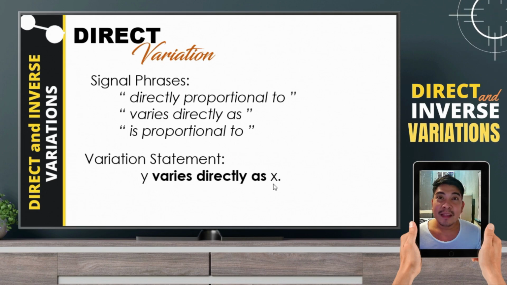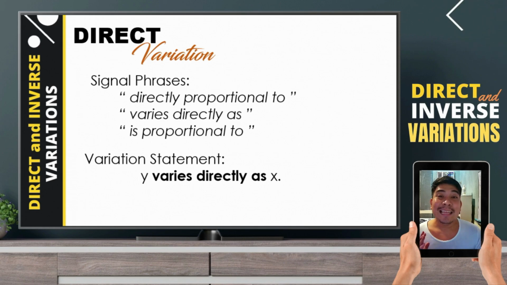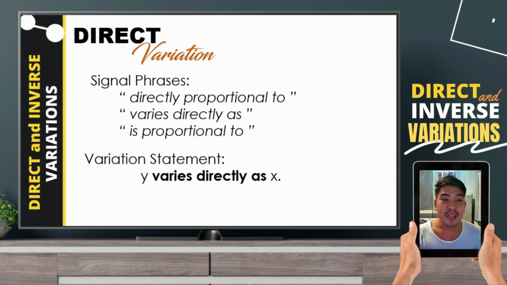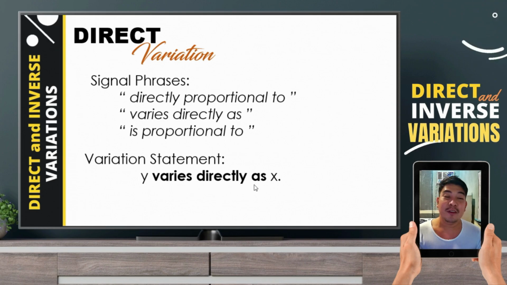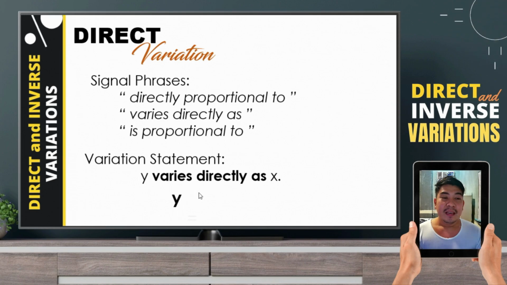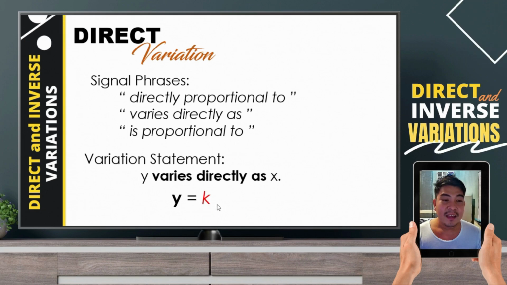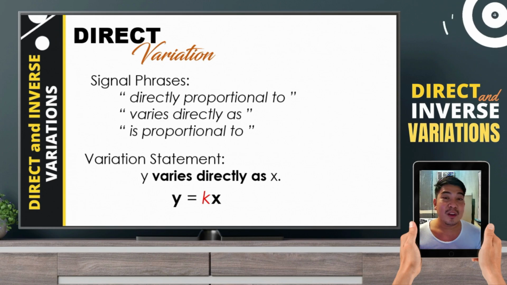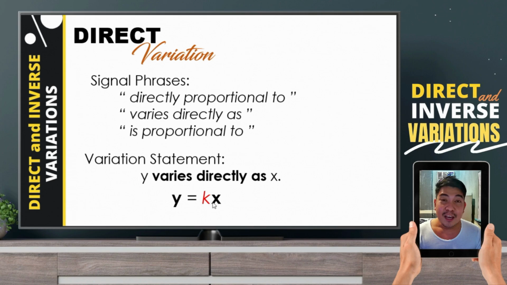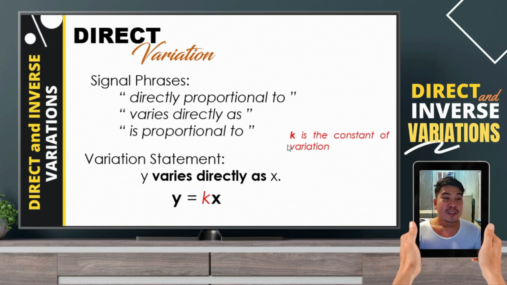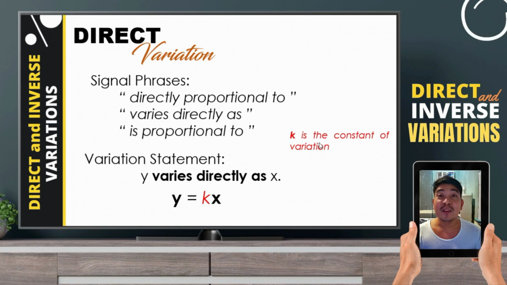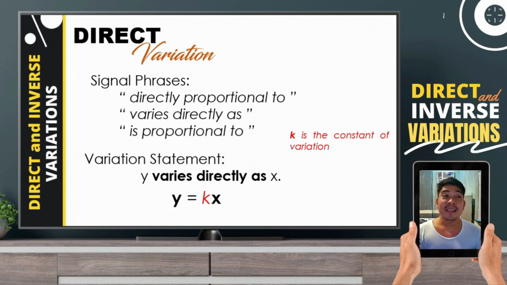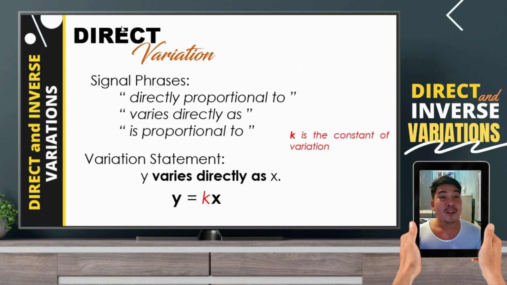Now, this variation statement can be transformed to an equation. So what will be the equation na katumbas nitong y varies directly as x? So that will be y is equal to k times x. So we just need to remember that when we are dealing with direct variation, we are to multiply the constant k to the second quantity. So by the way, k here is the constant of variation. Okay? Ang tawag dyan ay constant of variation. And when we are talking about direct variation, si k ay also known as common ratio din.